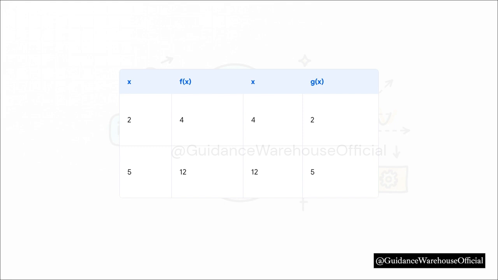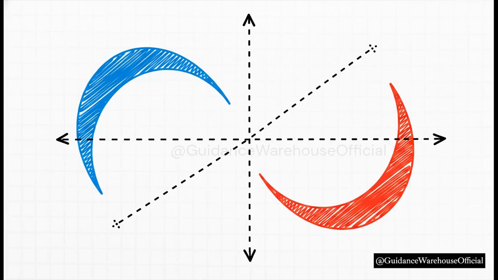Seriously, that's it. If the original function takes a 2 and outputs a 4, then the inverse takes a 4 and outputs a 2. If 5 becomes 12, then 12 becomes 5. It's just a complete swap of those coordinates. And when you plot those swapped coordinates on a graph, something really beautiful happens visually. Swapping the x and y values creates a perfect mirror image.